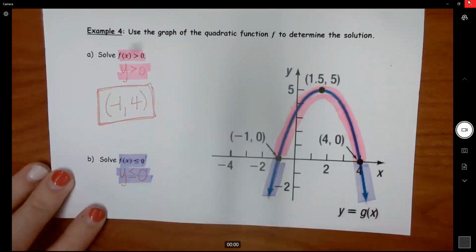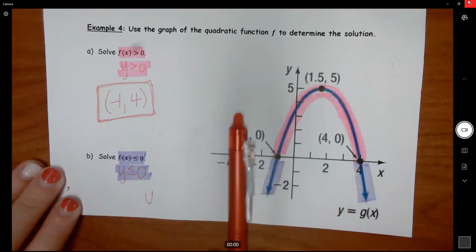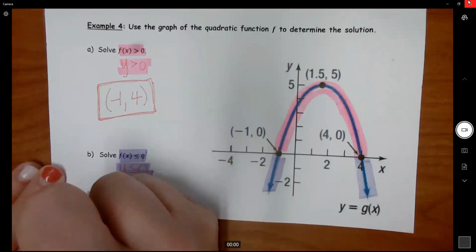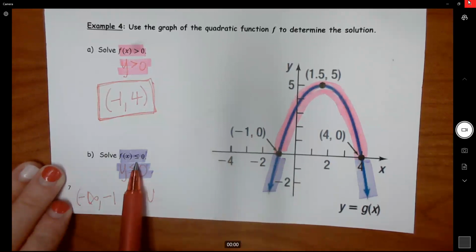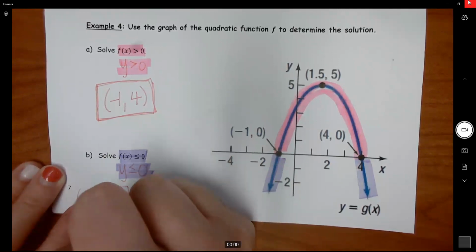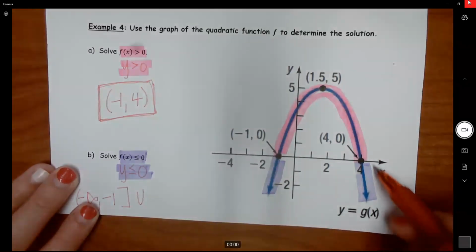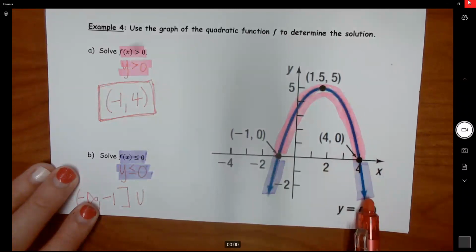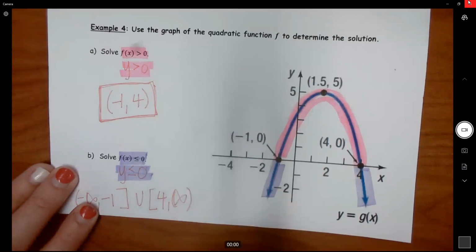We have two sections again. So I'm going to have a U in between. This section here, I start with an arrow, and then it goes to -1. The negative infinity to -1. And because it's or equal to, it includes -1. And then this little portion here, it starts at 4 and it ends at the arrow. And so it's going to go from 4 to infinity.